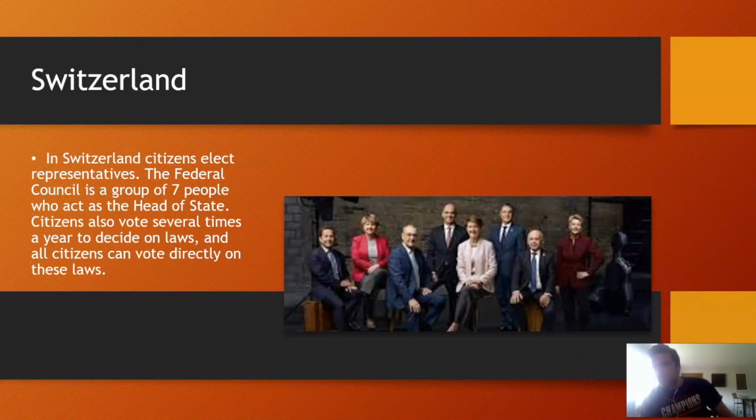Now let's talk about Switzerland. In Switzerland, citizens elect representatives, and the Federal Council, which is pictured right here, is a group of 7 people who act as the head of state. Citizens also vote several times a year to decide on laws, and all citizens can vote directly on these laws. Remember, when we see the word directly, it means that citizens can actually vote on the laws that are being passed, and it means they don't have to elect representatives who vote on their laws for them.